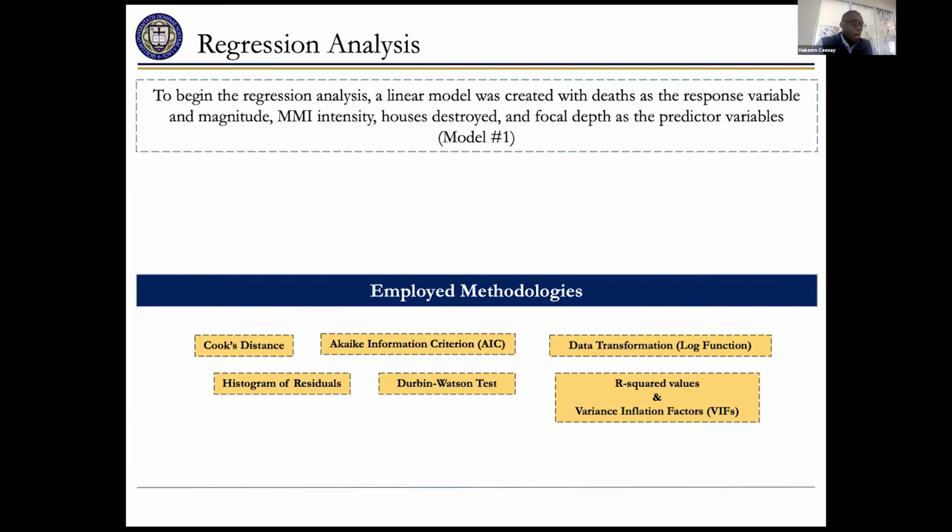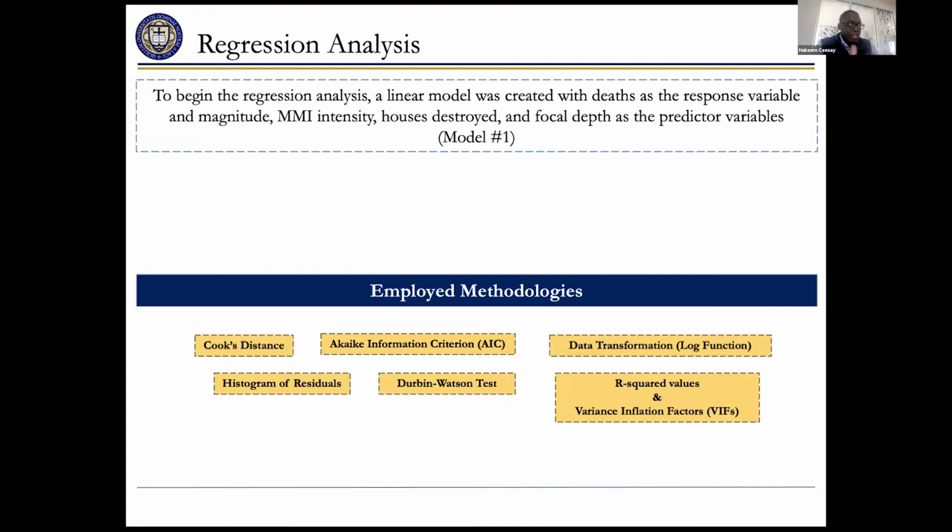All right, and so moving on to analysis of our regression. To begin the regression analysis, a linear model was created with deaths as the response variable, and magnitude, MMI, intensity, houses destroyed, and focal depth as the predictor variables. The fitted values versus the residual values.